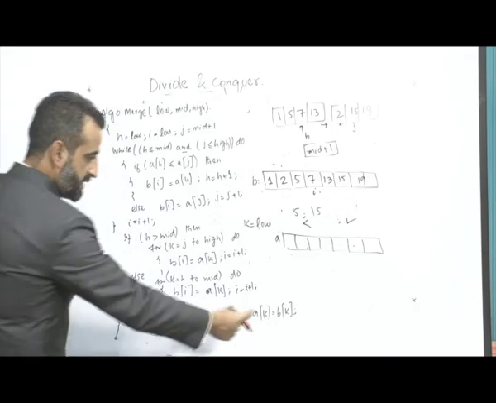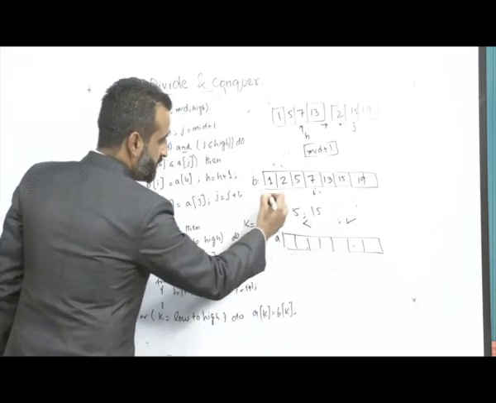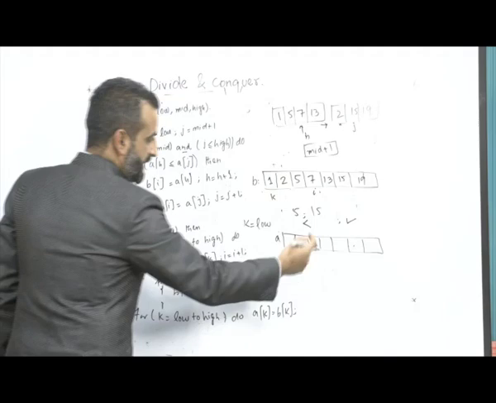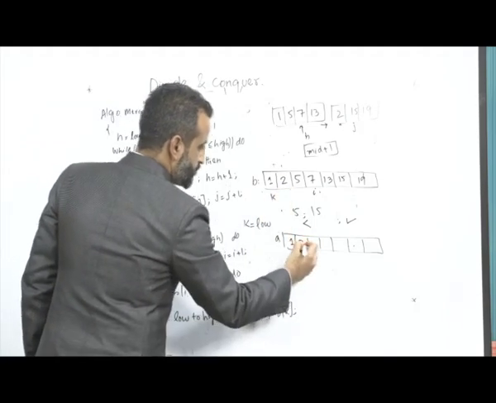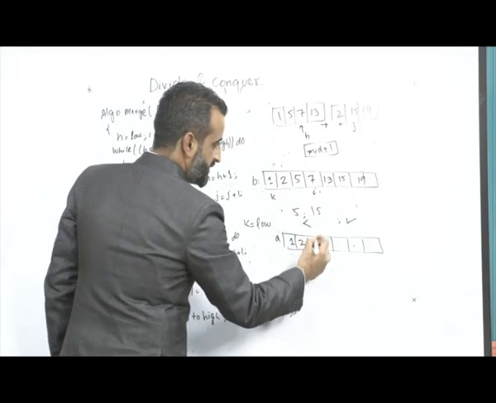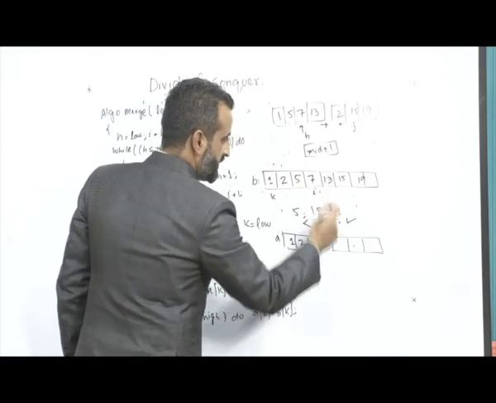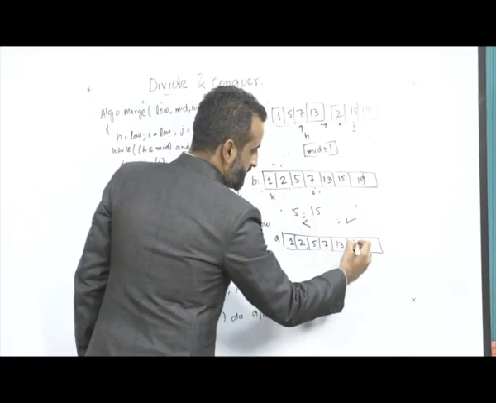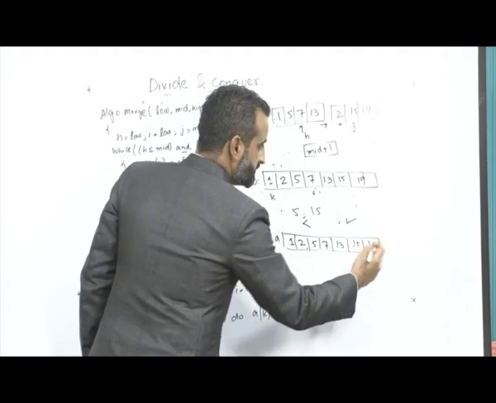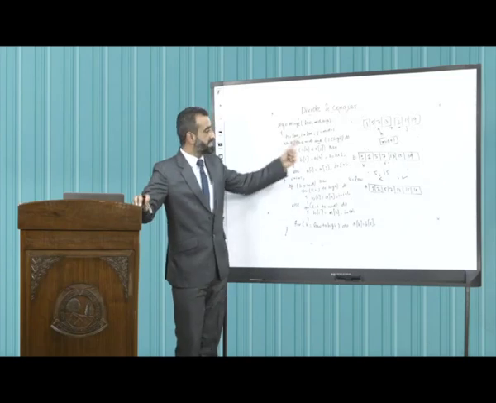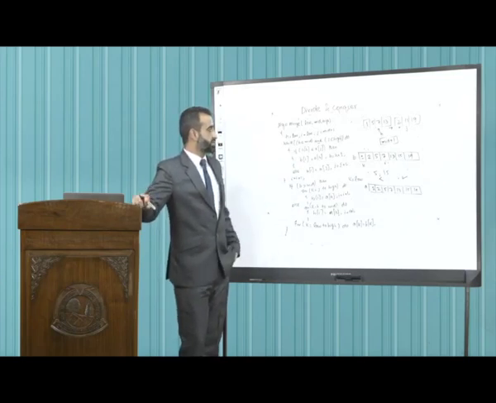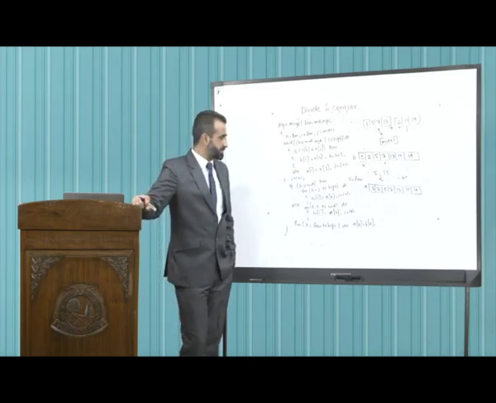So B of k is here. B of 1 is copied simply into A of 1. B of 2 is copied into A of 2. B of 3 is copied into A of 3. B of 4 is copied into A of 4. Likewise 13, 15 and 19. And this is where we stop. And this is how we successfully complete the sorting problem using merge sort.